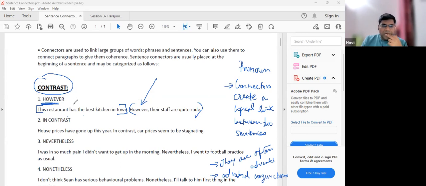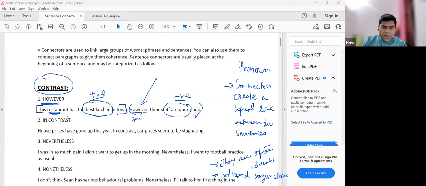You can refer to certain nouns with plural also. It works that way. This restaurant has the best kitchen in town. However, their staff are quite rude. Now, what are the two contrasting things? The two contrasting things are the best kitchen, which is positive, and staff rude, negative. So because there is positive and negative, there is a contrast, and therefore you have used the word however.